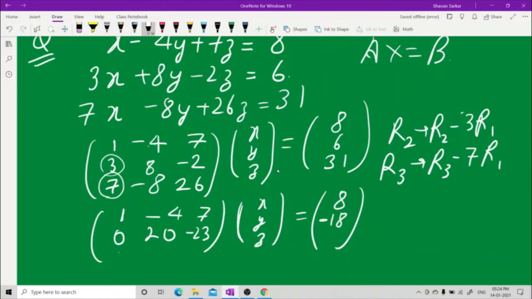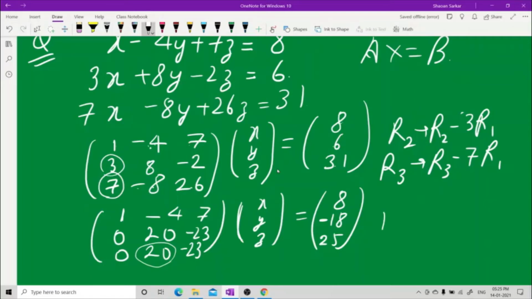Similarly, 7 minus 7 will be 0. Minus 8 plus 28 will give me 20. And similarly, 26 minus 49 will give me minus 23. And this is 31 minus 7 times 8, it's 56. 31 minus 56 will give me 25. Now you see, I will have to make this 0. The next target is to make this 0.